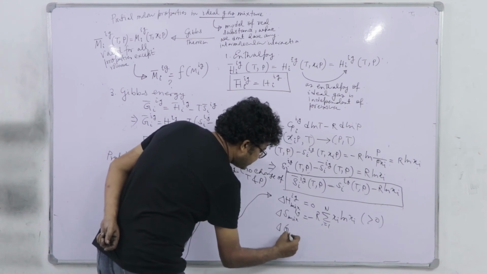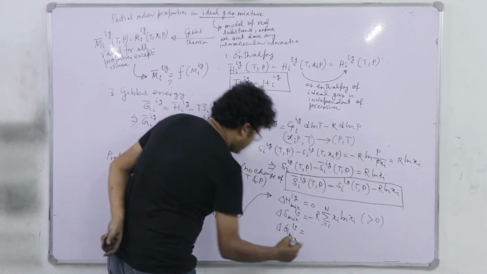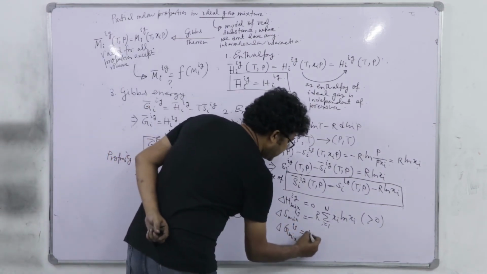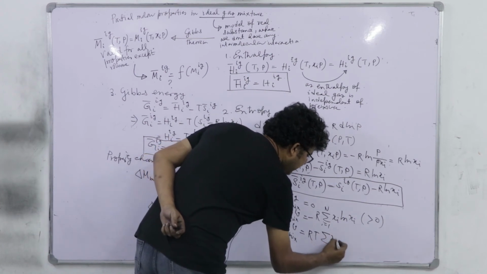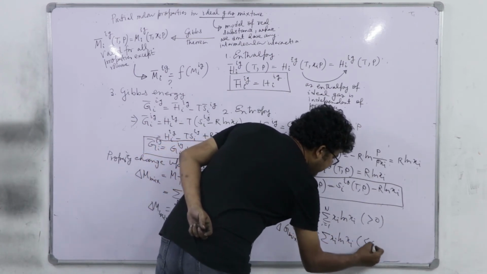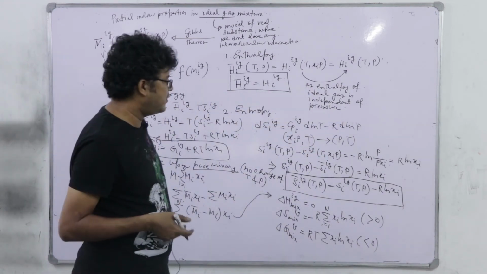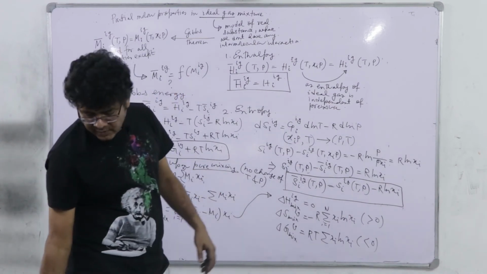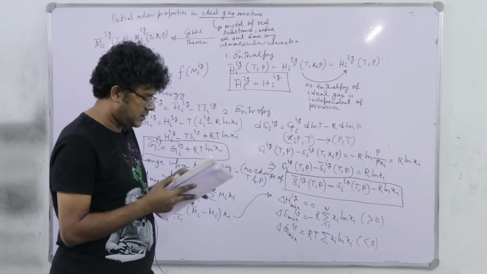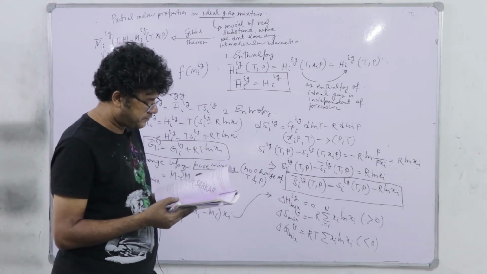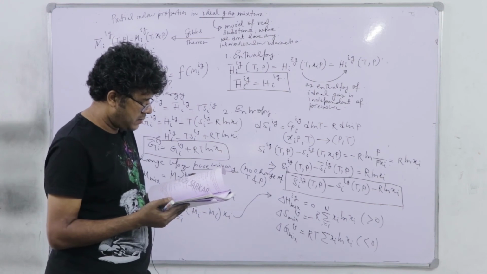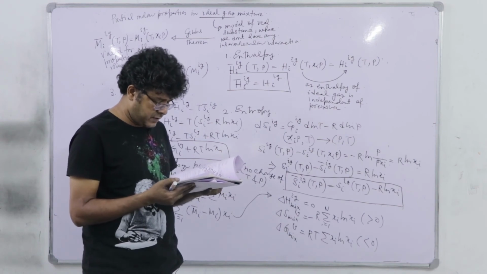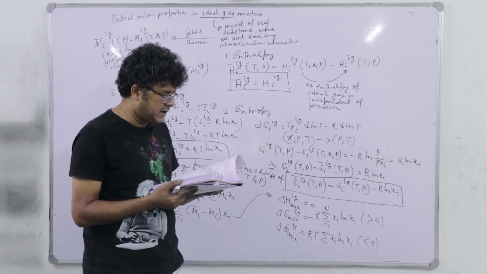And delta G mix Ig is simply Gi bar minus Gi, which is RT ln xi. So, it is RT summation of xi ln xi, and it is always negative. The Gibbs energy must decrease for a spontaneous process, and mixing for ideal gas in the gas phase must definitely be spontaneous. So, this is the Gibbs theorem and the respective change of Gibbs energy that we have calculated.